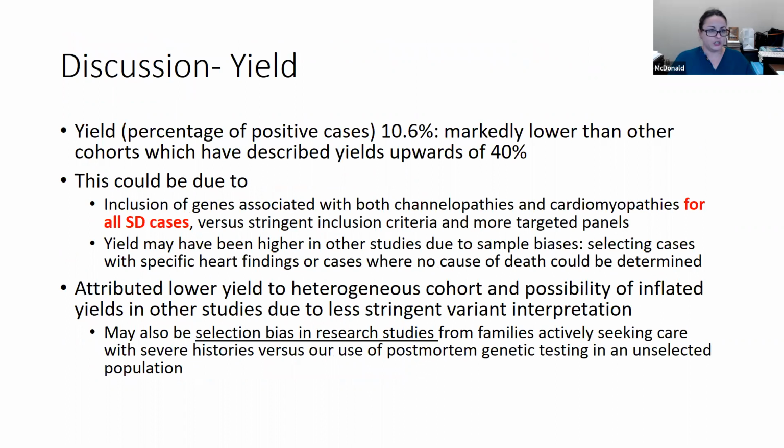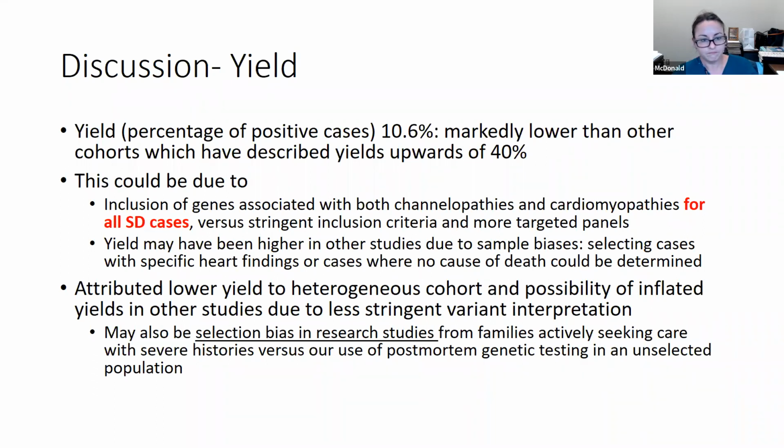So in the discussion, the first point to talk about would be yield. The percentage of positive cases was 10.6 in this study, which they note was markedly lower than other cohorts with yields upwards of 40%. They talk about how this is probably due to their wide inclusion criteria, where they were looking at all sudden death cases rather than just a more targeted cohort.